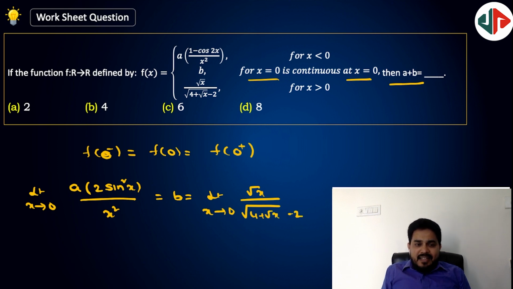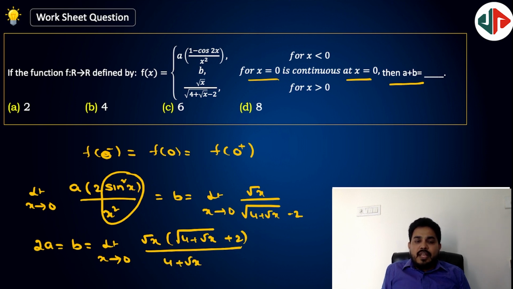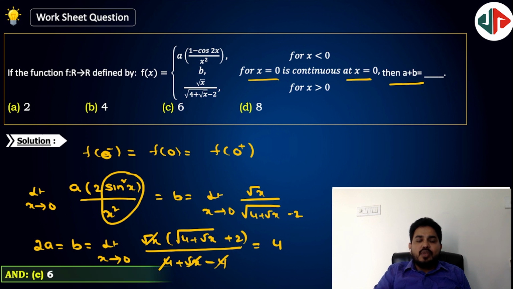So here this value is equal to 1. So clearly I got 2a is equal to b is equal to the limit as x tends to 0 of root x into, rationalize this, root of 4 plus root x plus 2, a plus b into a minus b. So 4 plus root x minus 4. First 4 cancels, root x cancels. This value is equal to 2 plus 2, 4. So b is equal to 4 and a is equal to 2. The answer is equal to 6.